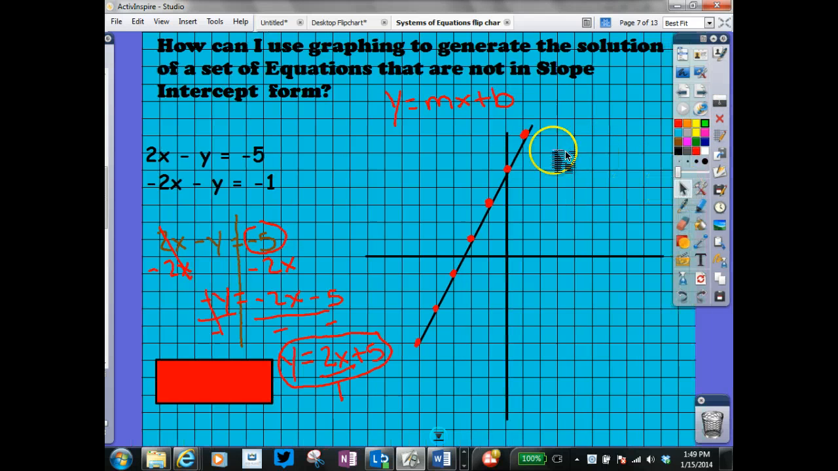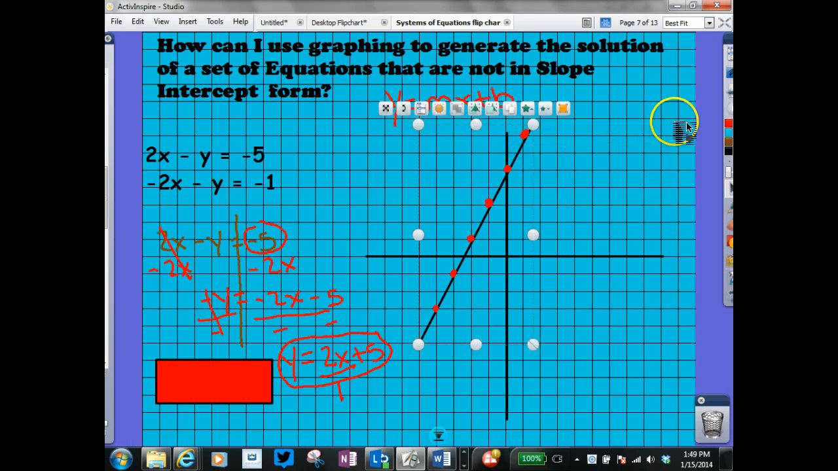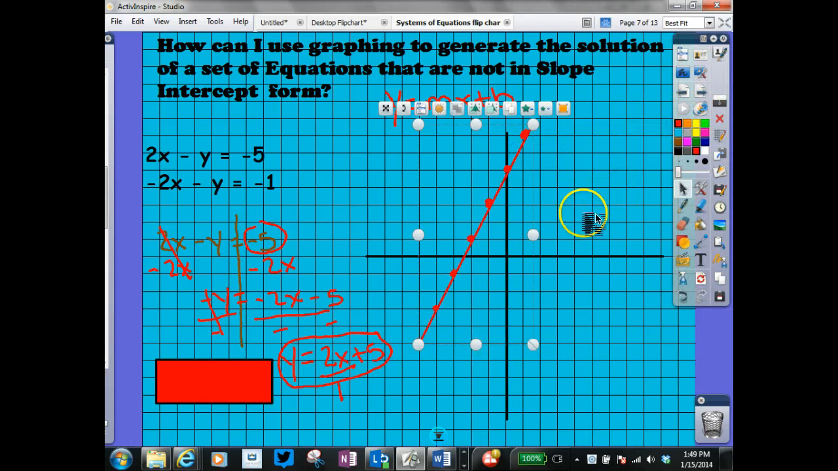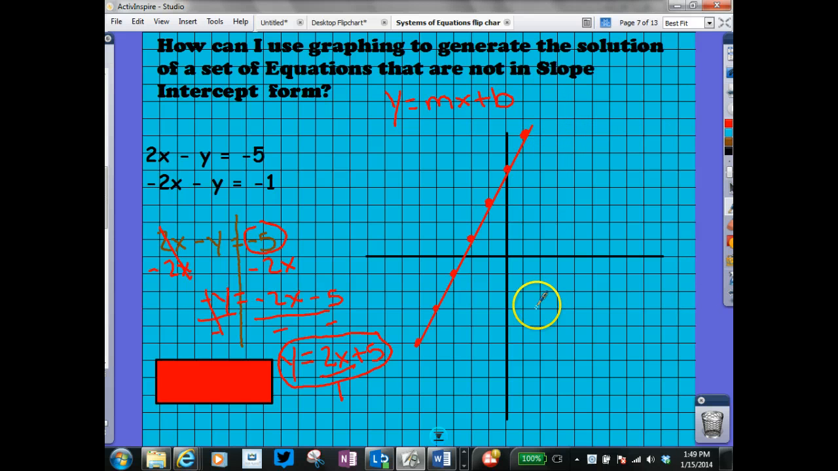And I'm going to change the color of that line to match. Alright, now I'm going to change colors of my pen because for the second one, I want to see a different color. Let's see if white works. Now my second equation, again, I'm going to go over here. I'm going to go negative 2x minus y equals negative 1.